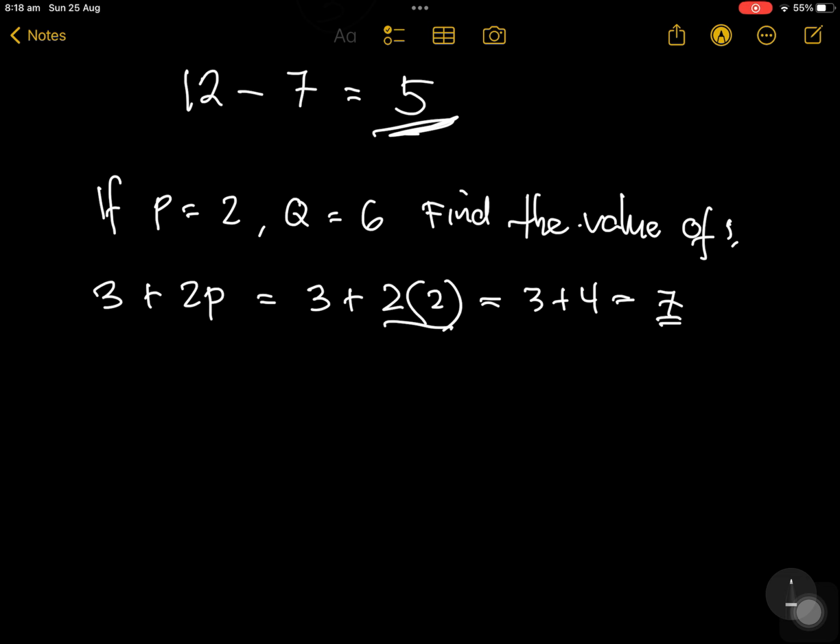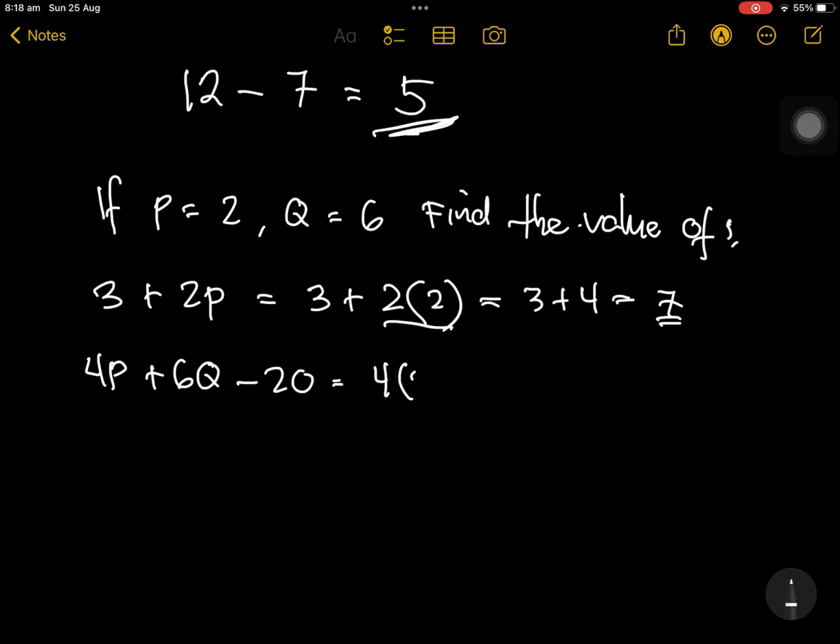Okay, what about if you have 4p plus 6q minus 20? Try to pause your video and then try to answer the problem. All right, so when p is 2, that is 4 times 2 plus, substitute q by 6, minus 20. Okay, so 4 times 2 is 8 plus 6 times 6 is 36 minus 20.